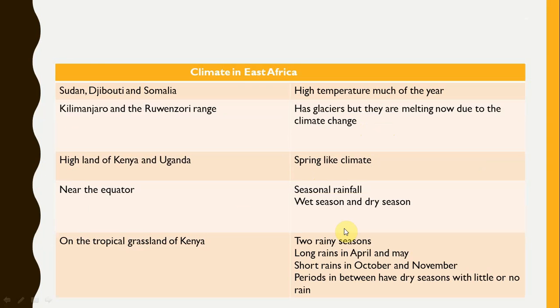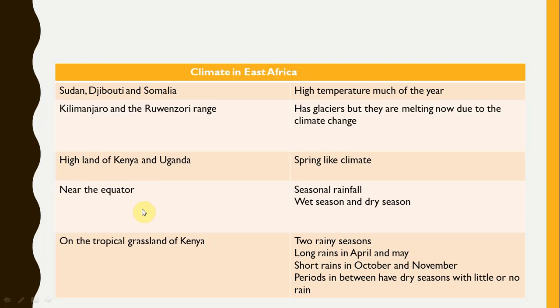Let's talk about the climate of East Africa. Although we have diverse natural physical features, we also have diverse climate. In Sudan, Djibouti, and Somalia, we have high temperature much of the year. Kilimanjaro and the Rwenzori range have glaciers, but they are melting now due to climate change and global warming.